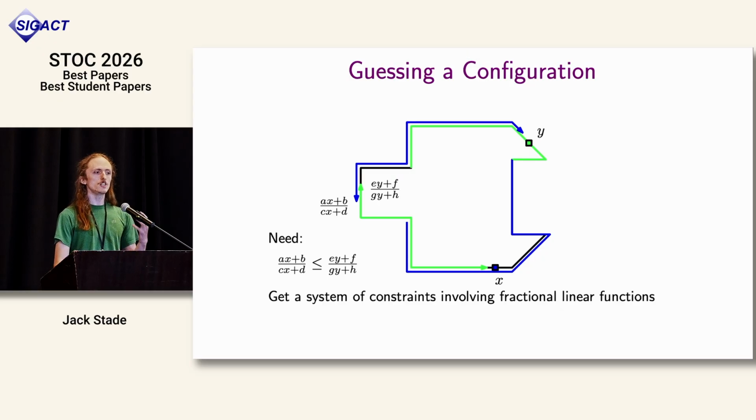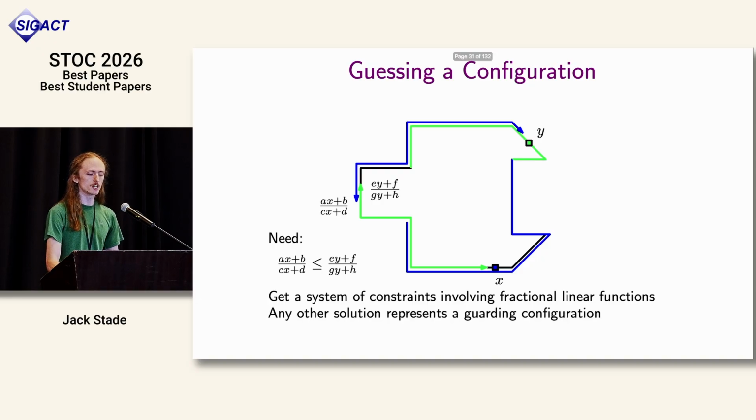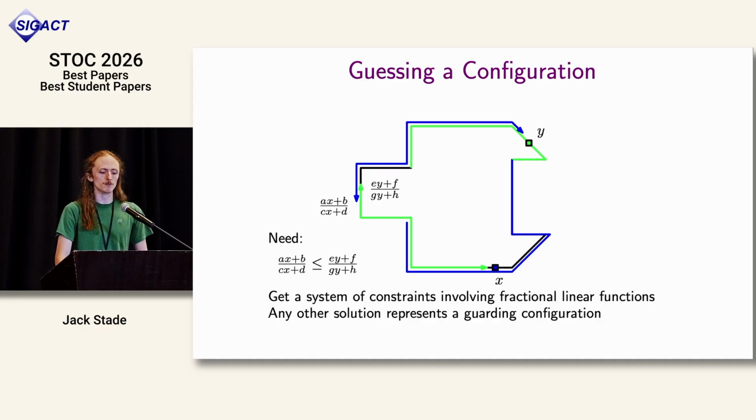And the key observation here is that if I start with a guarding configuration, I get a system of constraints, and if I have any other solution to that system of constraints, then that should also correspond to a guarding configuration. So in order to understand the complexity of the coordinates I need in a guarding configuration, I just need to know what is the worst coordinates I could need in this fractional linear constraint satisfaction problem.